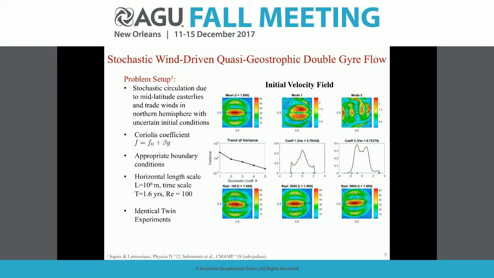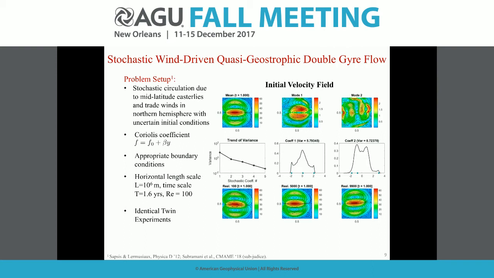So the first one of the test cases I'm going to show is the stochastic wind-driven quasi-geostrophic double gyre flow. This is an idealization of how the stochastic circulation might vary in the ocean due to mid-latitude easterlies. And on the right, I show the velocity field that we use to begin with. This was obtained from taking initial uncertainty conditions and then evolving them over a time period of 1.6 years, which we'll consider as one non-dimensionalized unit.